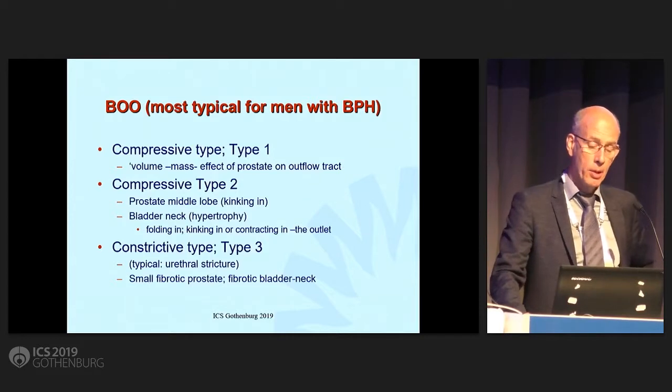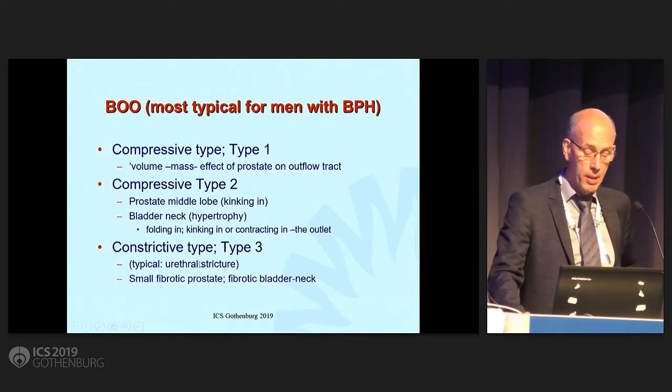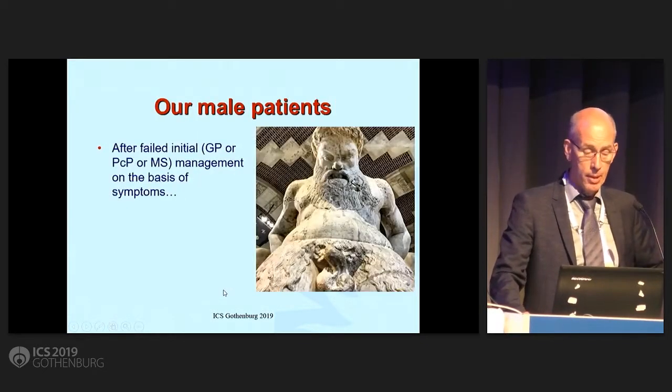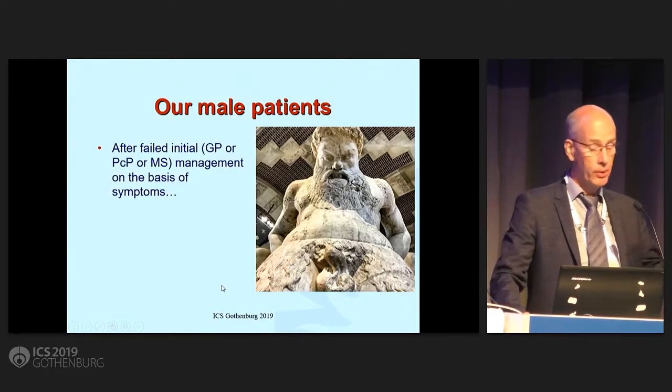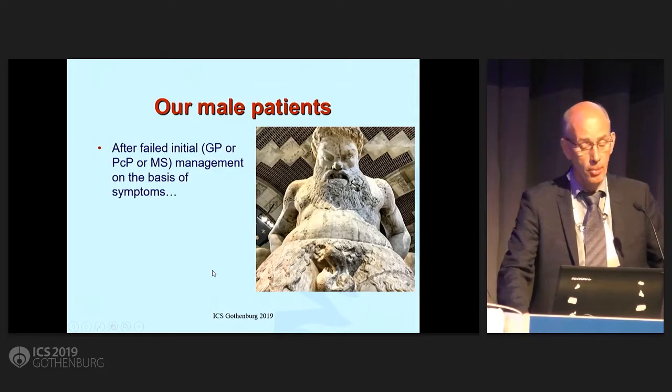Three types. So this is the normal volume mass effect. Probably here is the explanation for what happens in the upgoing pressure, and here is the explanation for what happens in the very low end pressure. So our male patients, and here's the clinical epidemiology about these observations.